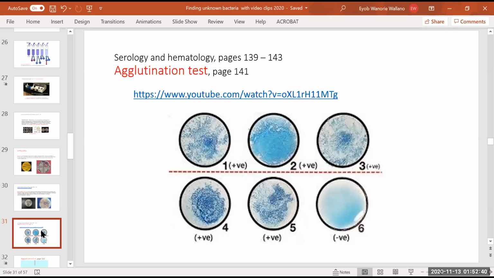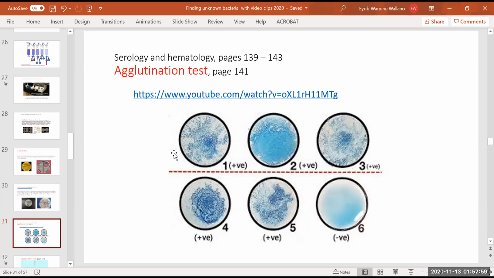You can do blood also. If you have blood, you are going to use blood as an antigen. You are going to use antibody, the antigen of the blood and then the antibody from the outside. You are going to mix them together, and then you can read coagulation.